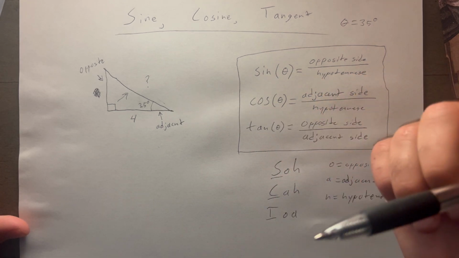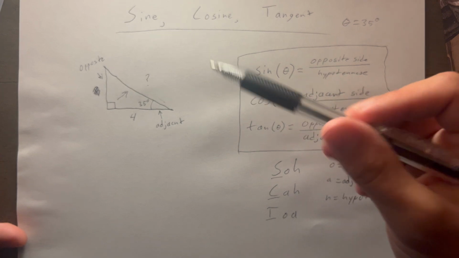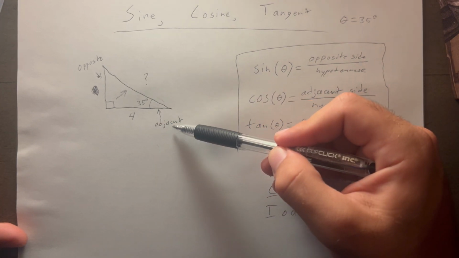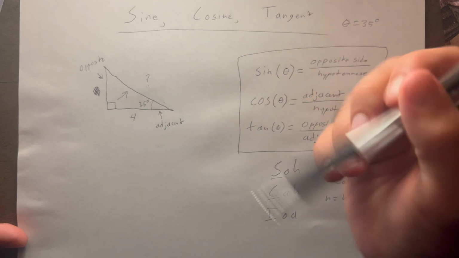So using this information now, we know that we have the adjacent side. We're looking for the hypotenuse, which I'll just write that.